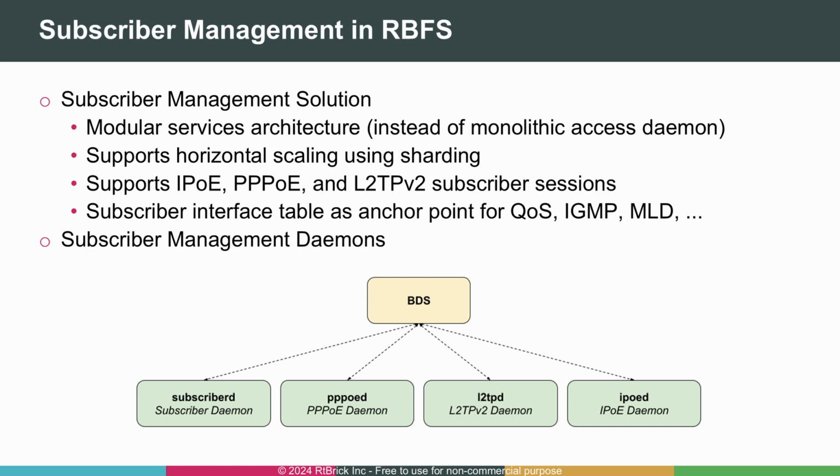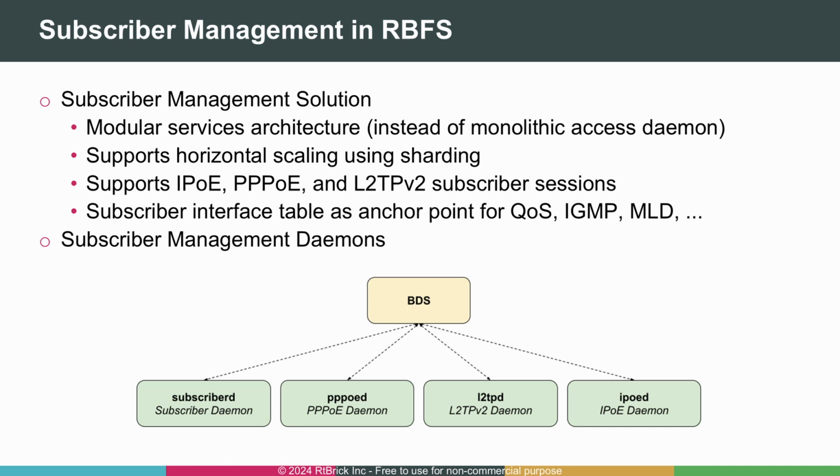By providing support for multiple access protocols, RBFS ensures flexibility in deployment and compatibility with various network configurations, which is crucial for operators looking to provide consistent and high-quality services to their customers. RtBrick's implementation utilizes a distributed architecture to enhance both scalability and stability. The distributed nature of this architecture allows multiple processes to manage different aspects of subscriber connections concurrently, reducing bottlenecks and ensuring that the system can handle a large number of subscribers efficiently.